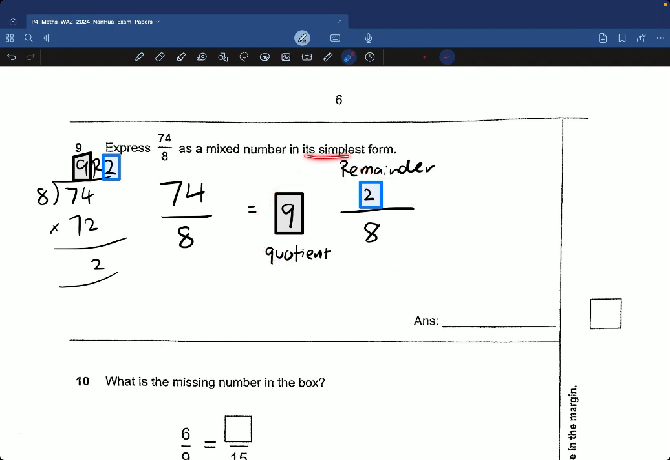But then it says here simplest form. Can this be simplified as well? Yes, you can. So what can 2 and 8 be divided by? 2. So if you know the answer, it can be divided by 2, since the numerator can also be divided by 2. So the answer is 9, 1 over 4. So this is the answer. 9, 1 over 4.